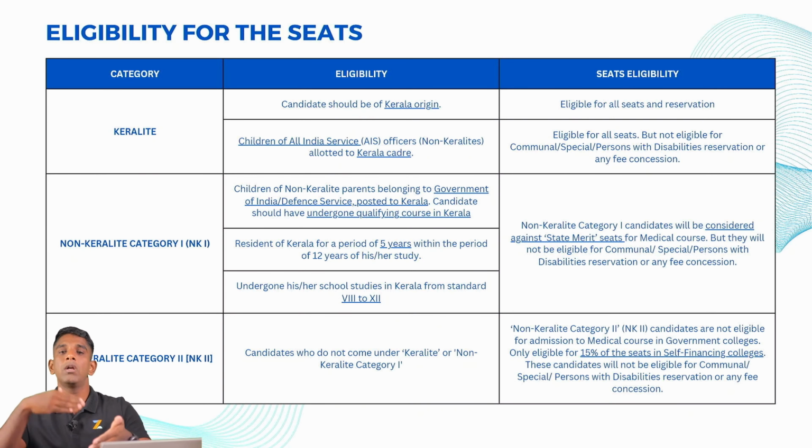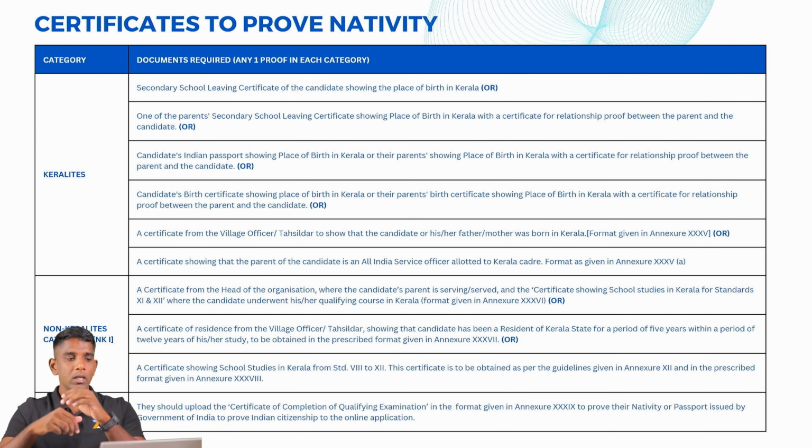These are candidates who are from outside of Kerala and they want to enroll in Kerala for MBBS or BDS. These candidates do not come under Keralite category or non-Keralite 1 category. These candidates come under NK2 category. In NK2 category, the candidates will not be eligible for any government seats. Government seats they will not be eligible for, but in private colleges, they will be eligible for 15% of the seats. And like the previous category, these candidates will not be eligible for any type of reservation or fee concession benefits.